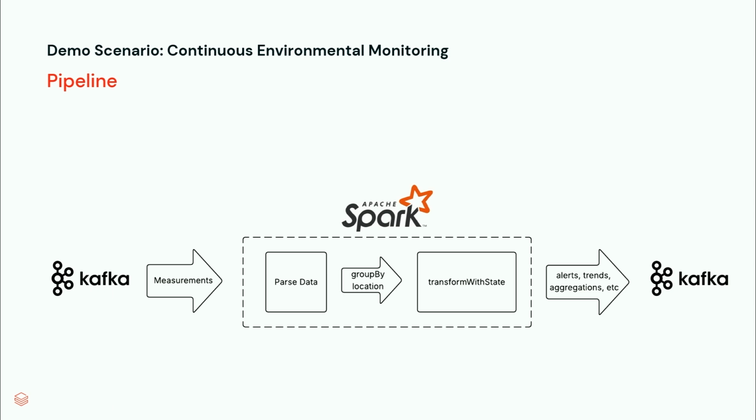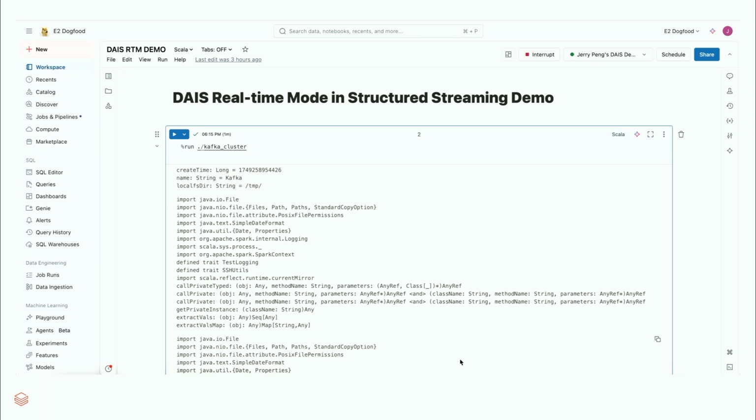As Sing mentioned, there was already a talk today about it. It's our new custom state API that allows you to do powerful stateful transformations with the data. And with that, we can send alerts, trends, and aggregations to your downstream Kafka topic that you can then use to send out alerts, power dashboards, and so on and so forth. So let's get to the demo. I guess we can play it.